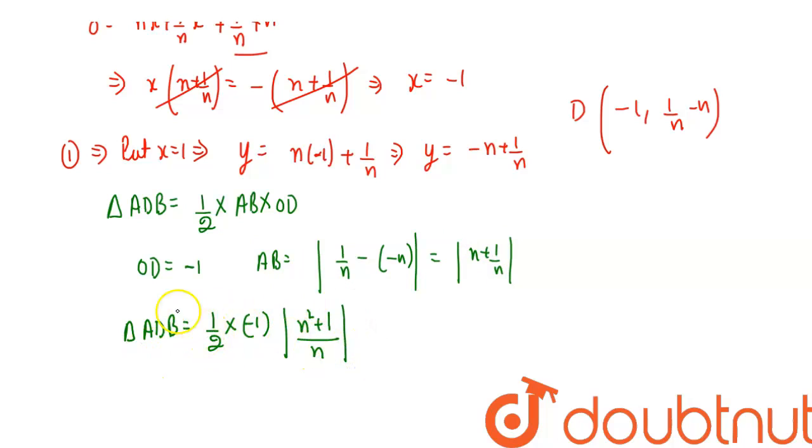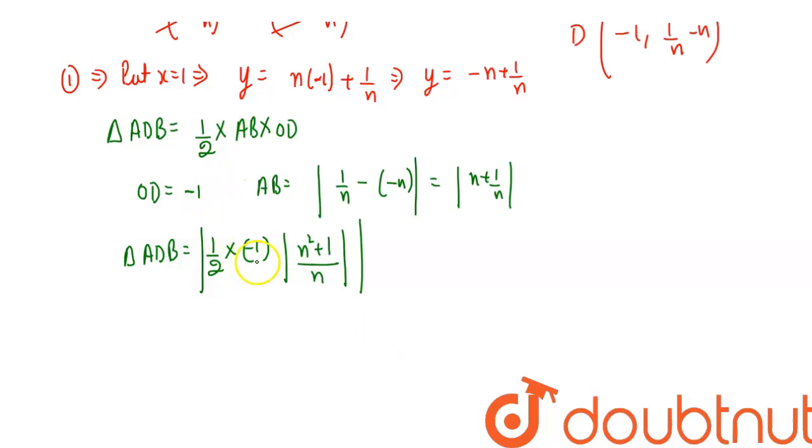And since this is the area of the triangle, this should always be a positive quantity. So we take the modulus of this entire thing. Here we have this minus under the modulus, so it would get removed when we open this. So we get half of the modulus of (n square plus 1) whole divided by n. Now we know that n square is always going to be positive, so n square plus 1 would be greater than 0.